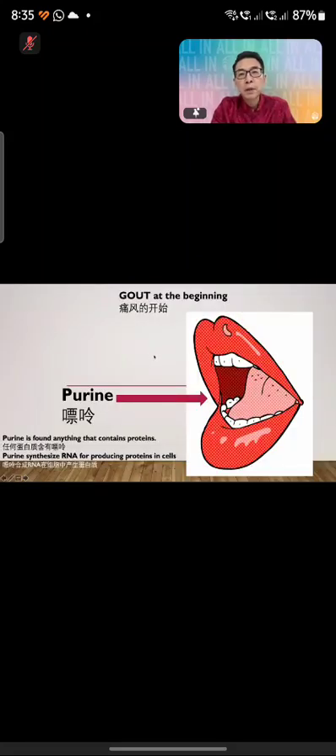Okay, so what is the major cause? And this is everybody knows. You put purine in your mouth, it goes inside your bloodstream. Purine produces the most uric acid.